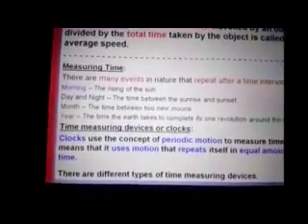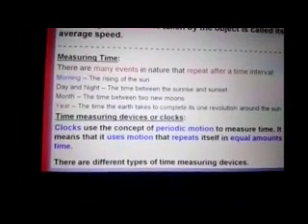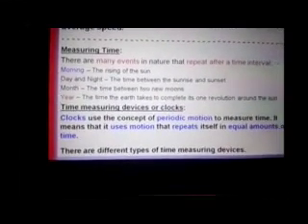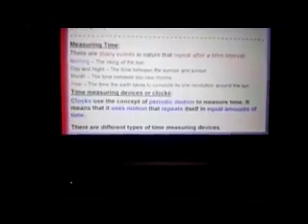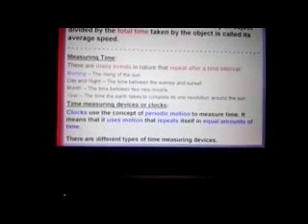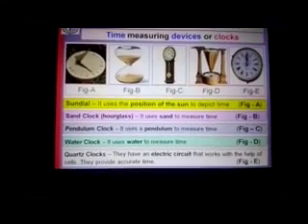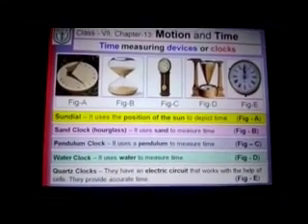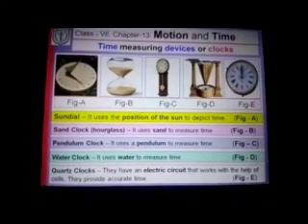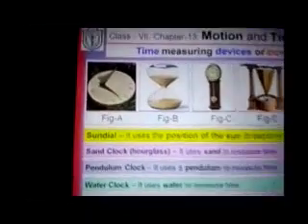Whereas the day and night is the time between sunrise and sunset. And the morning is the rising of the sun. Also, so many devices are there for measuring time. They are sundial, sand clock, pendulum clock, water clock and quartz clock. So we discuss one by one.